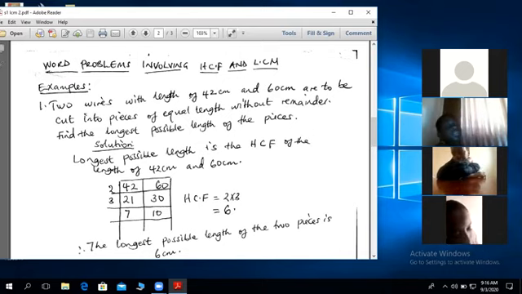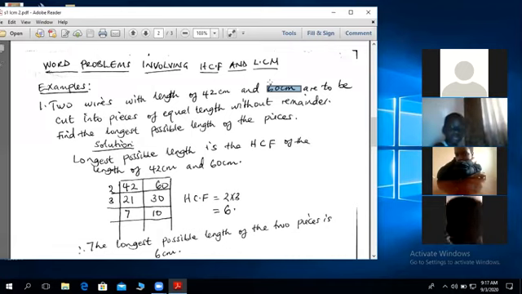You have 2 wires of 42 and 60 centimeters. These 2 wires are going to be cut into smaller pieces. You don't know the length of those pieces. Are you getting me? Yes, you should be getting me. You have 2 wires. One wire is 42 centimeters and another wire is 60 centimeters.